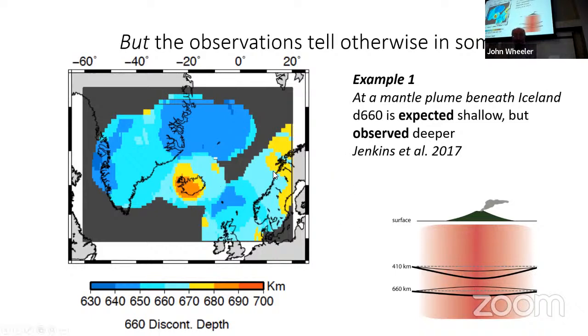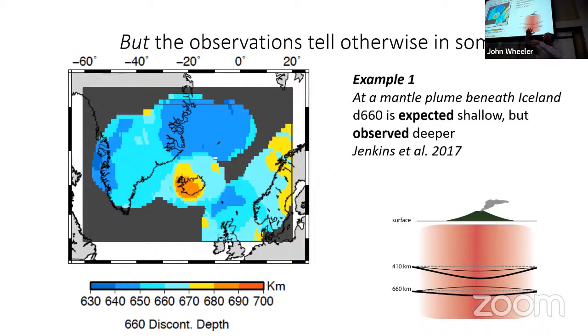But the map from Jenny Jenkins, who used to be here, some of you might remember her, shows that D660 is deeper than usual. You can see the scale bar there. It's going down to 690, something like that. So it should be shallower according to the temperature argument, but it's deeper. I think the 410 is okay. But anyway, the point is that it's got the wrong sign, to the tune of 20 or 30 kilometers.